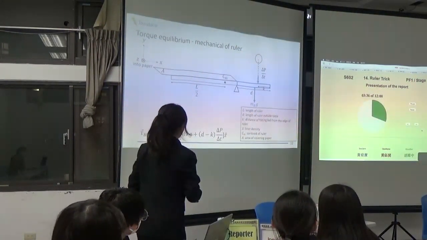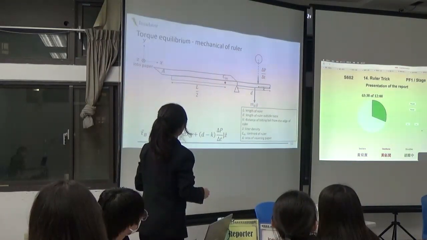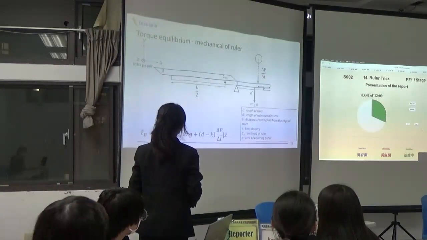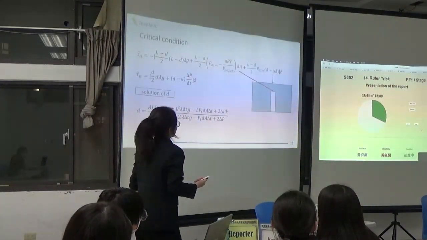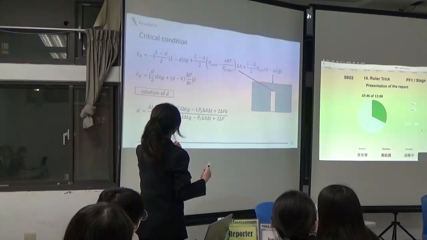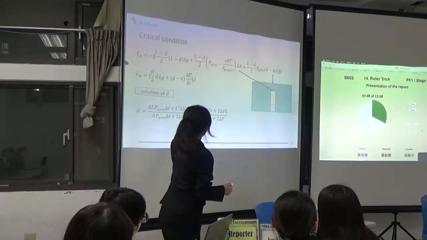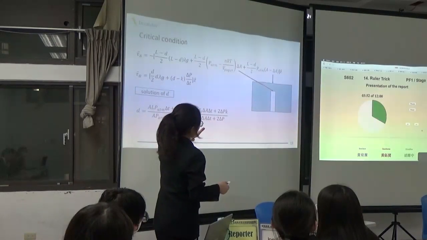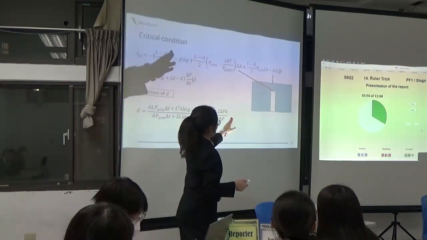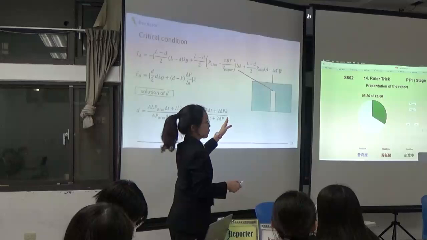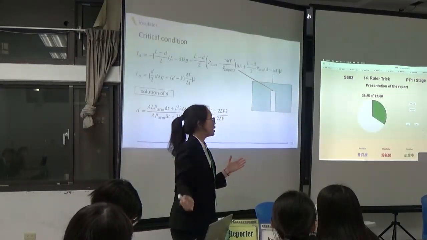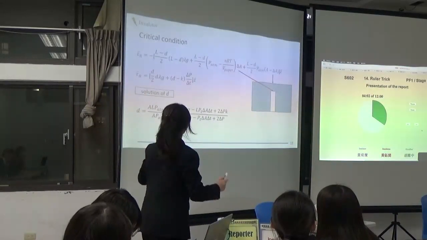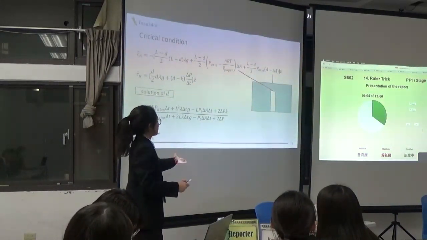part of the ruler which is outside of the table, and you can see that we use delta P divided by delta T to get a force. And there will be a critical condition of the limited height. And you can see L minus D, the red part here, will be the pressure difference that causes the force on the ruler. And the blue part will be the air pressure above the paper and do the force on the paper and make the ruler remain on the table. And it will be the solution of D.